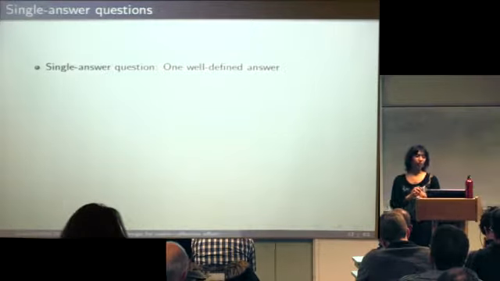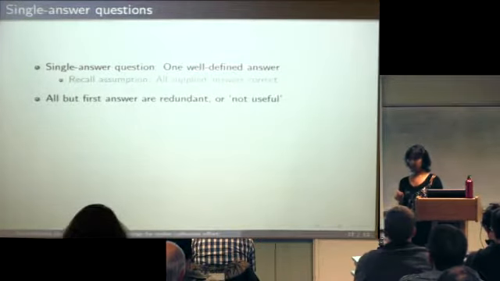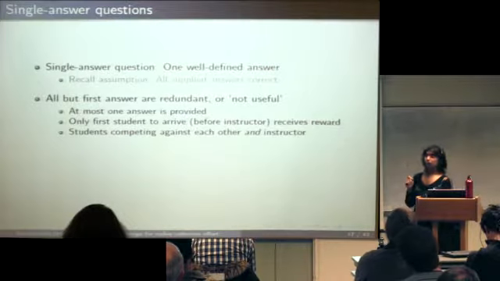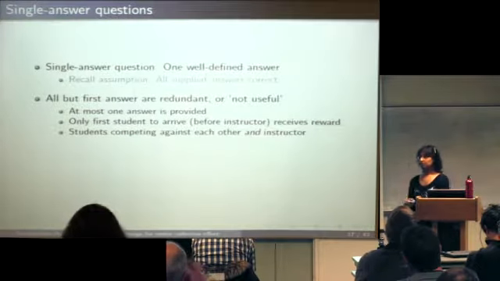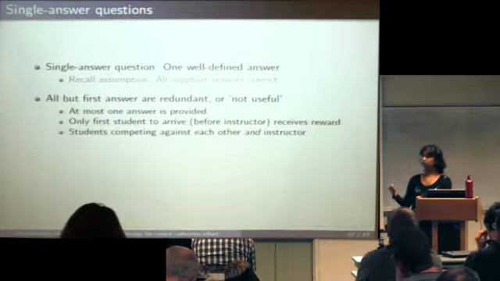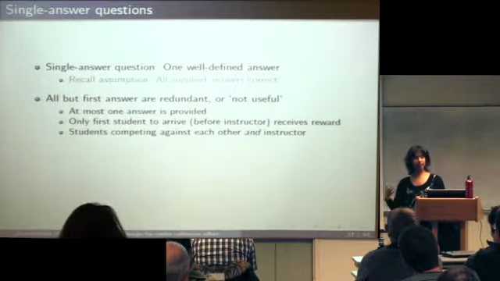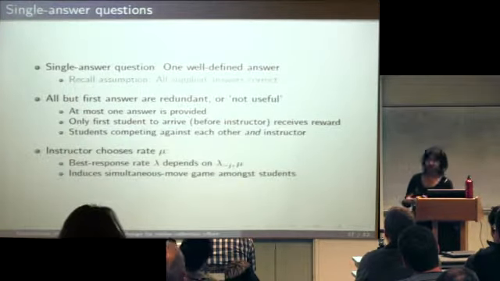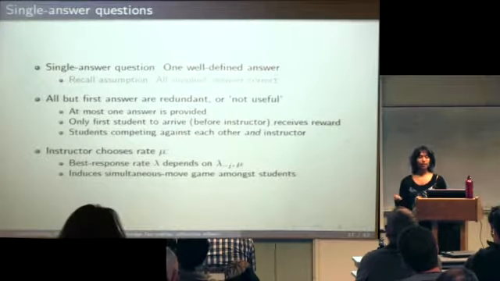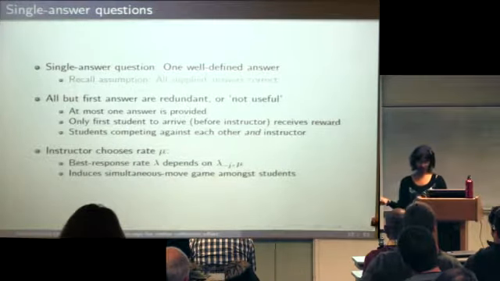Okay, good. So for single answer questions where there's just one well-defined answer, all but the first answer are going to be useless. So what a student needs to do now is not just fight the instructor's rate, but also fight the remaining n-1 students who are choosing some rate. So now you really have a non-trivial game between the students as well as the instructor. So when the instructor chooses a rate, the best response that a particular student chooses is going to depend on the rates chosen by the remaining students as well as the rate chosen by the instructor.